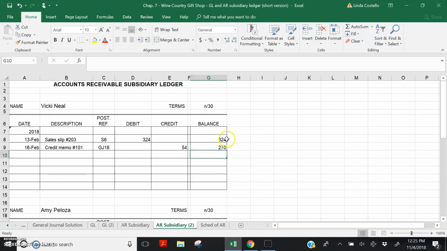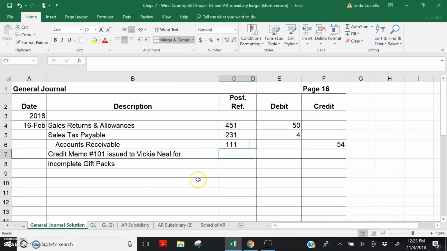The $324 previous debit balance minus the $54 credit we just posted to her card leaves a $270 debit balance on her account. Go back to the general journal and place a check mark next to the $54 credit.